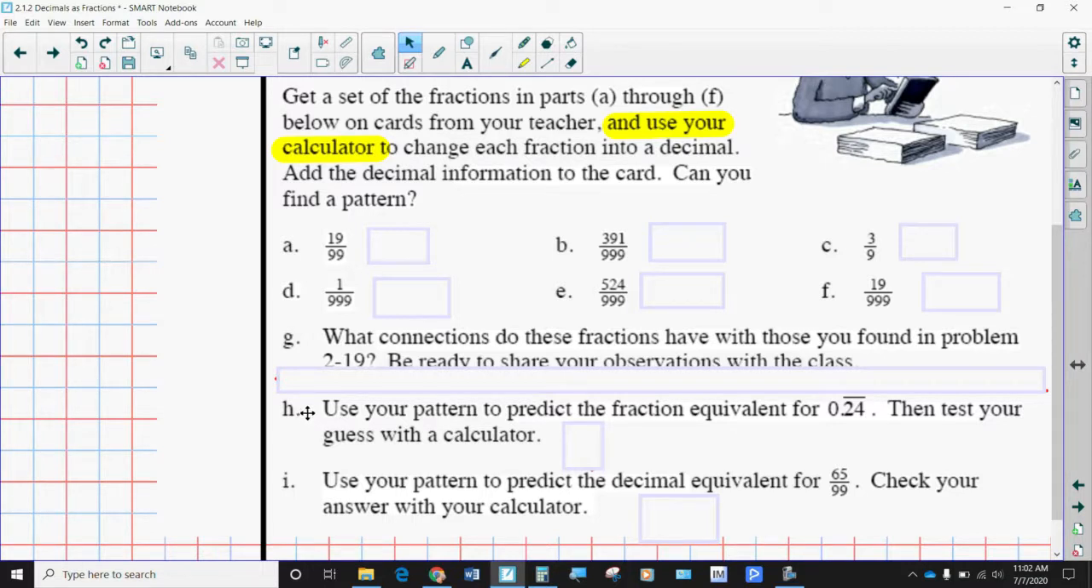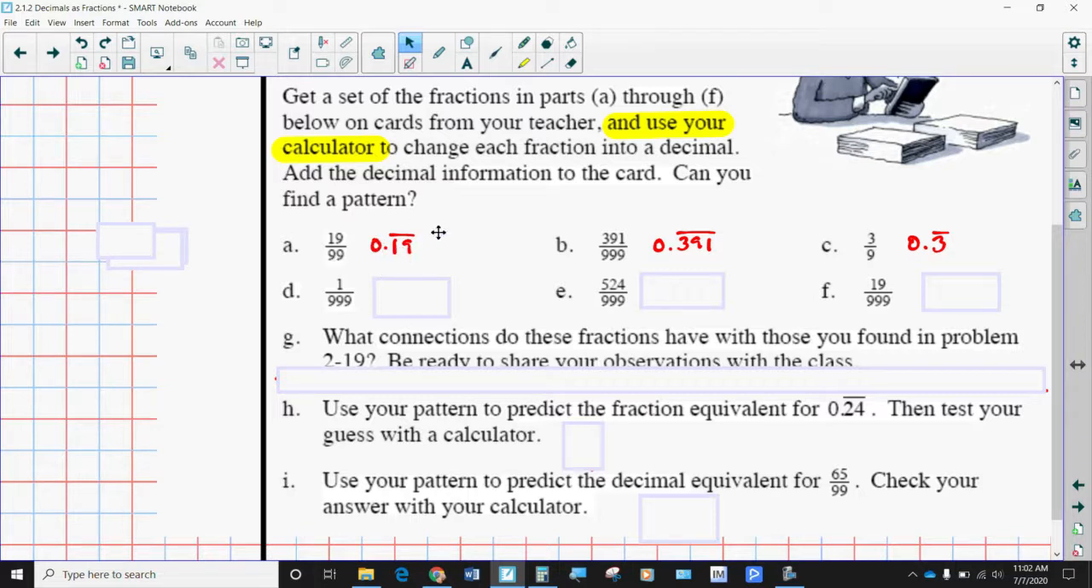All right, let's see what you got. 19 over 99 should have given you 0.19 repeated. 391 over 999 is 0.391 repeated, and 3 over 9 is equal to 0.3 repeated. So are you picking up on the pattern there? Every one of these situations has a fraction with only 9s in the denominator. Here's 99, there's 999, and here's a 9. Notice that the number of 9s in the denominator matches the number of digits that are repeating.